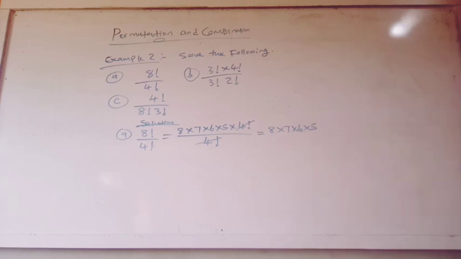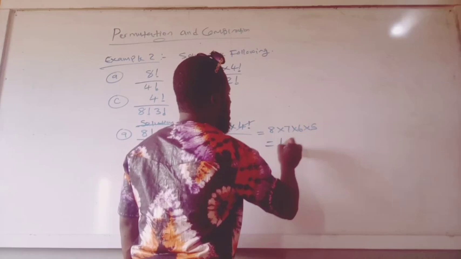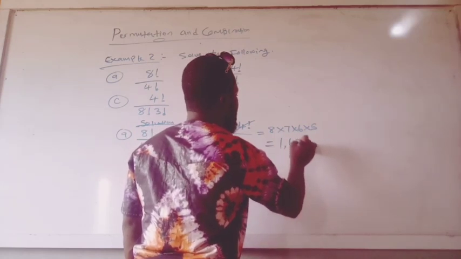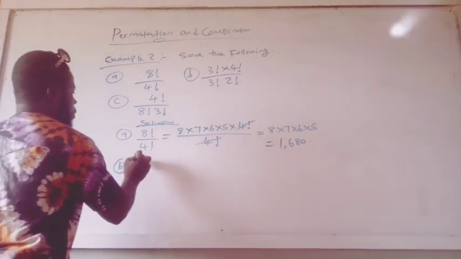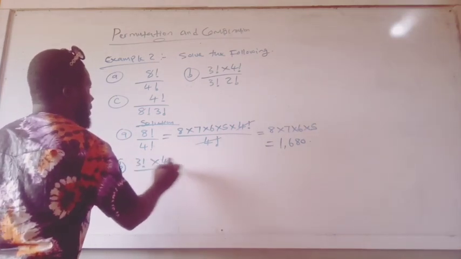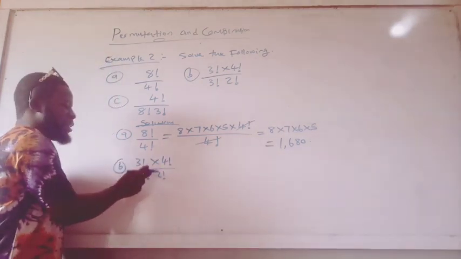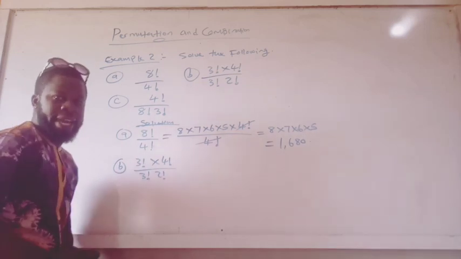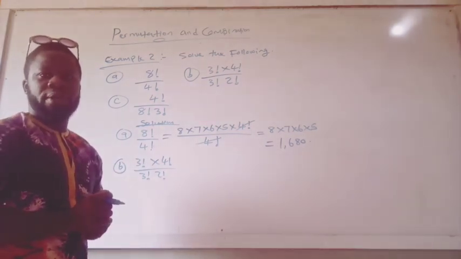That will give you 1,680. So that will be the answer. Then let's go to the B. We have 3 factorial times 4 factorial over 3 factorial, 2 factorial. Don't feel that because there's no multiplication sign there, there won't be any multiplication. There's actually a multiplication sign there.